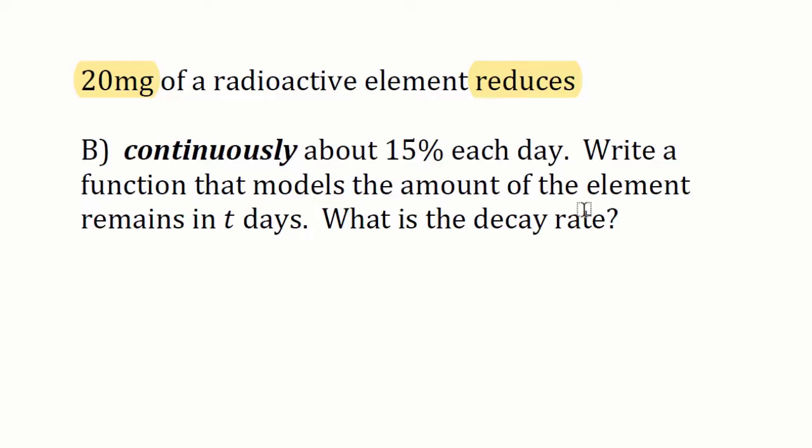And so now the same example. Let's look at part B, a different situation. What if this 20 milligrams of the radioactive element reduces, and we found out that it reduces continuously at about 15% each day? So we have a rate, and further this rate is clarified to be a continuous rate. And it's a decay problem because the element is reducing itself, losing itself about 15% each day continuously.